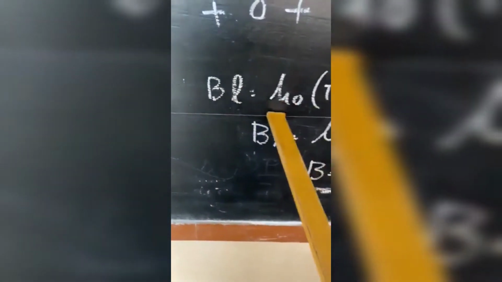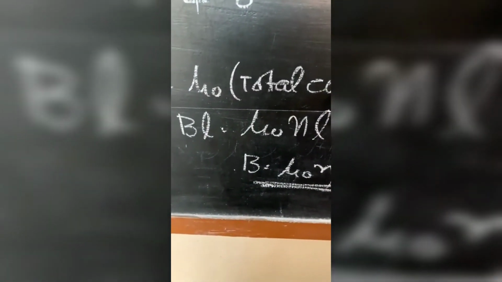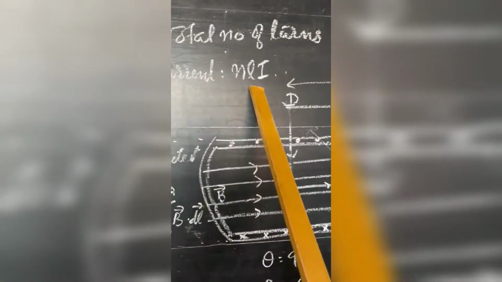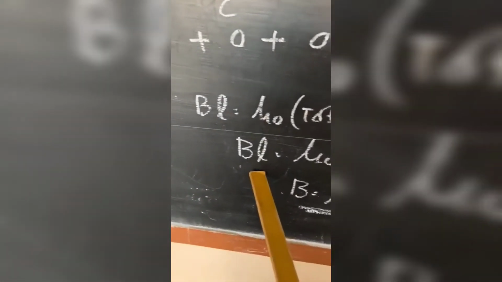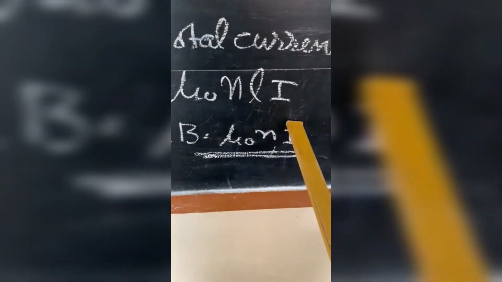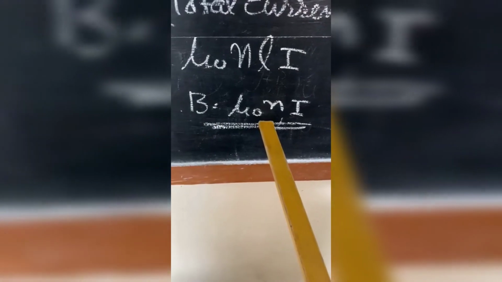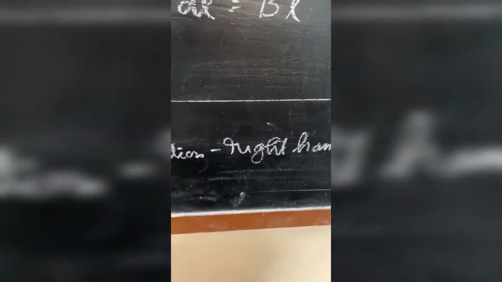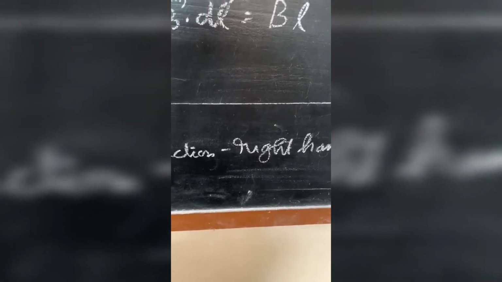And BL equals mu 0 times the total current. That is the rule. The total current, which I have written here, equals nLI. So you will get BL equal to mu 0 nLI. L gets cancelled and you will get B equal to mu 0 nI. This is the formula for the magnetic field in a solenoid, and the direction is given by the right hand rule. This is a very important 3-mark question.